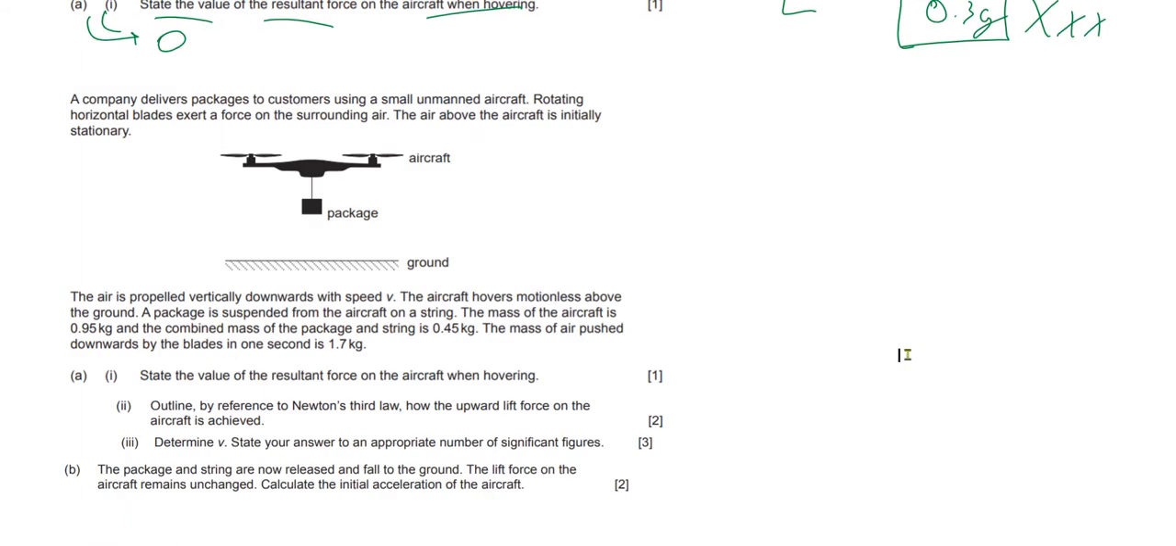Okay, so it states that the package and string are now released and fall to the ground. The lift force on the aircraft remains unchanged. We have to find the initial acceleration of the aircraft. So let's draw the initial free body diagram with when the string was still attached. So what was the total downward force?